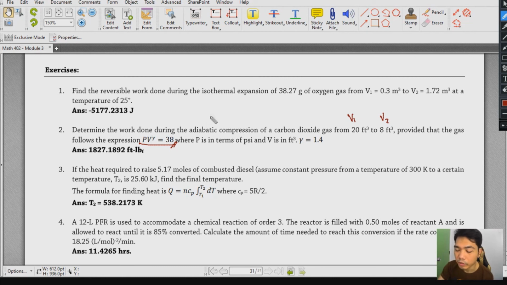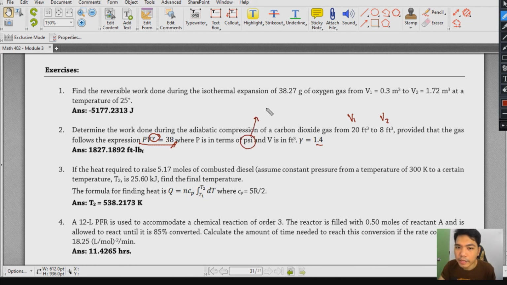Kasi this is an adiabatic compression. That's why meron tayong tinatawag natin na adiabatic constant. And that gamma is equal to 1.4. So, yun. And then yung P natin is in terms of PSI and then yung V natin is in cubic feet. So, determine yung ating work. Pero remember, yung work natin is in foot-pound-force. So, we have to convert this PSI in terms of pound force per feet squared.